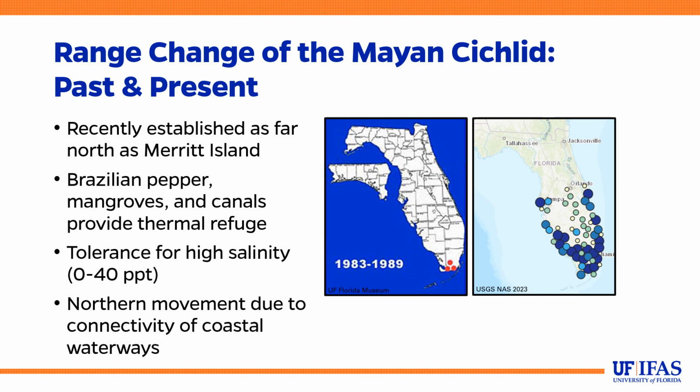Additionally, Mayan cichlids are aggressive towards other fish and protect their nest to increase the survival of their young. All of these traits make the Mayan cichlid a successfully established non-native fish in South Florida, with its range expanding northward. With increasing temperatures and fewer freezes in parts of Florida, this will assist the northward expansion of the Mayan cichlid.